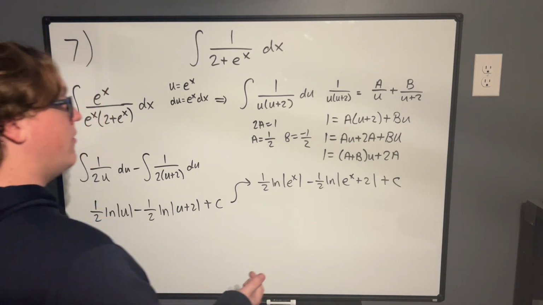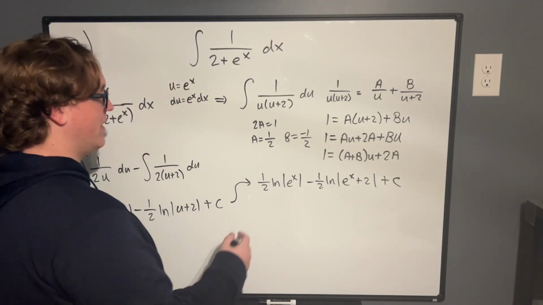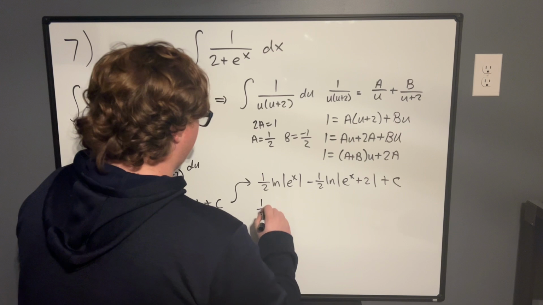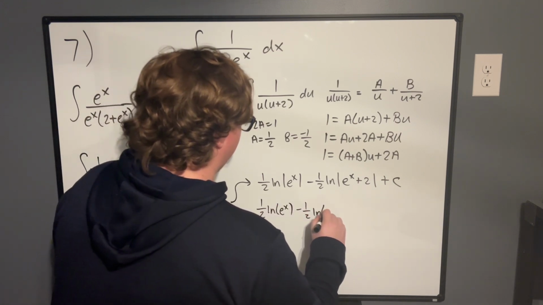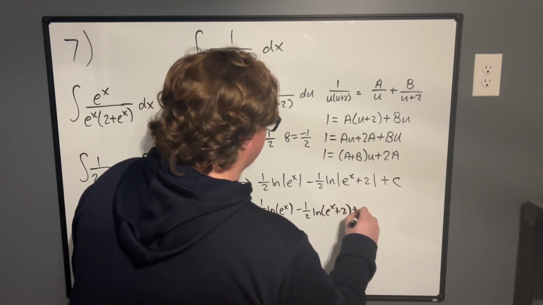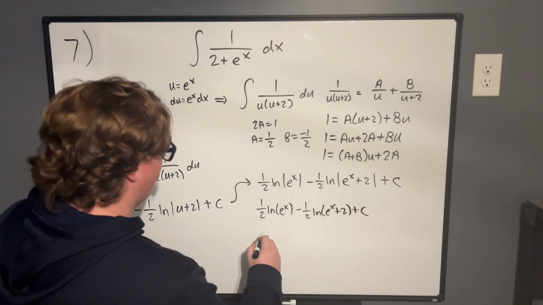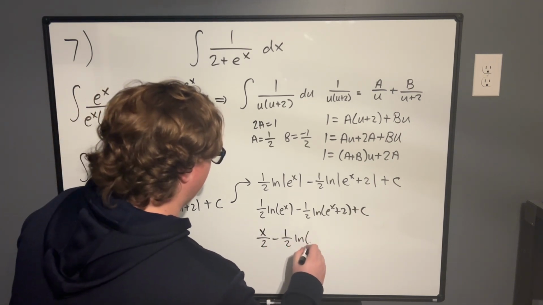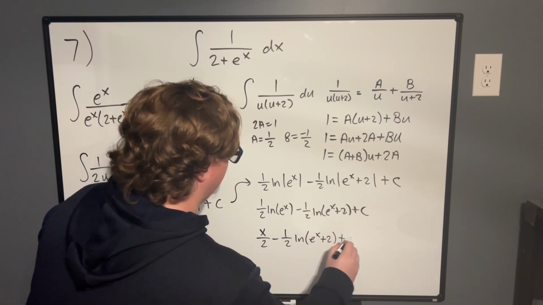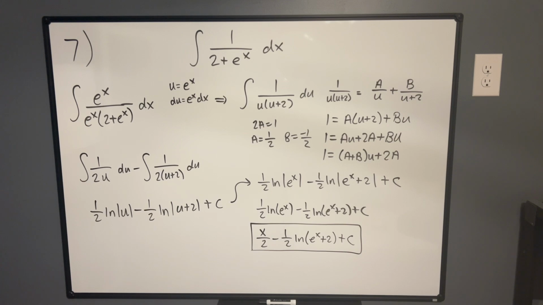We'll never have to worry about 0 either because exponential functions can never equal 0, as they are without any transformation. So this is 1/2 ln of e to the x minus 1/2 ln of e to the x plus 2 plus c. But ln of e to the x is just going to be x. So we end up with a final answer of x over 2 minus 1/2 ln of e to the x plus 2 plus c. So that is our answer there.